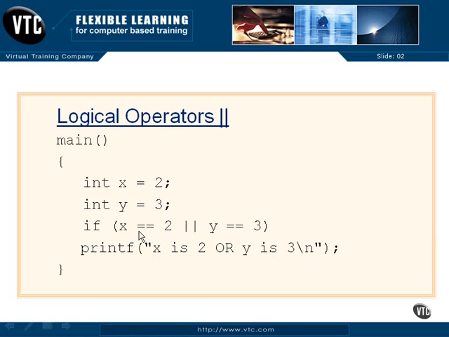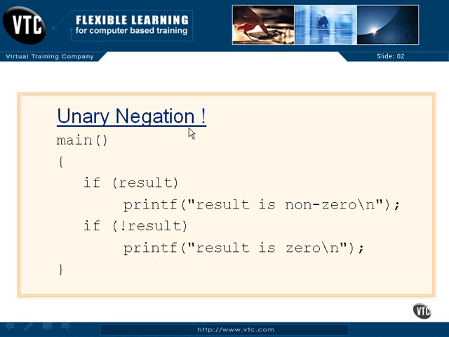If either one of these is true, this or that, then we will satisfy the test and we will come down here. X is 2 or y is 3. Now here we saw this unary negation, or half of it earlier.